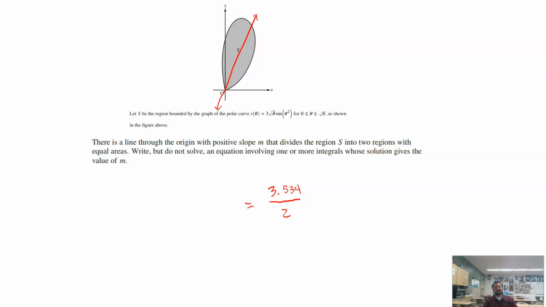The problem here is I set up my integral, and I know where to start. I'm going to go 0 to, I have no idea what that's going to be. I just know that I'm going to have 1/2 times my r of theta squared. So that's going to be my area. And if I can figure out what m is, then I'm good.